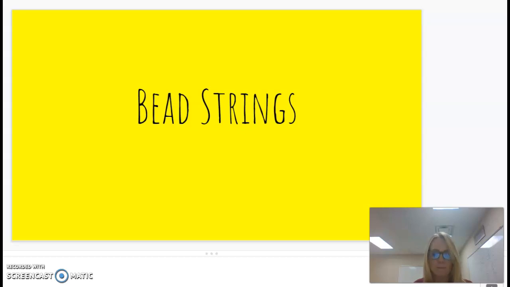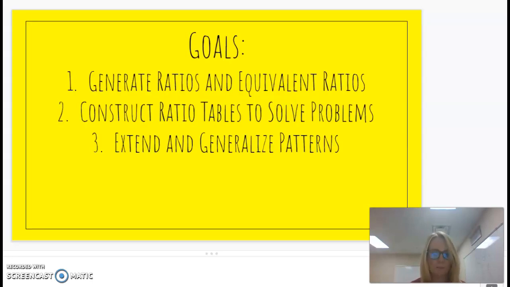Today it's called bead strings. You will be looking at various patterned strings of beads and finding answers involving continuing those patterns. There are 3 goals for this activity. Let's take a look at them.